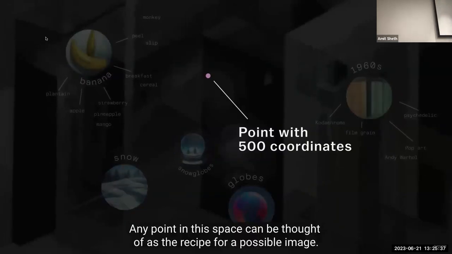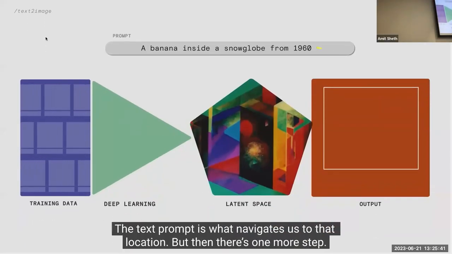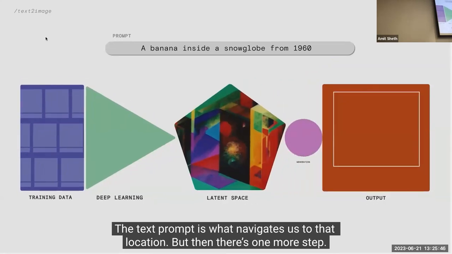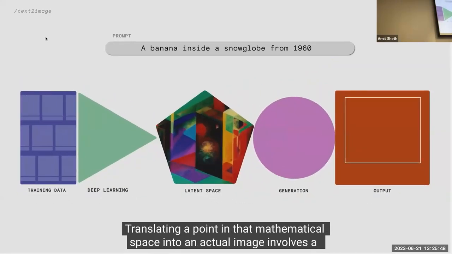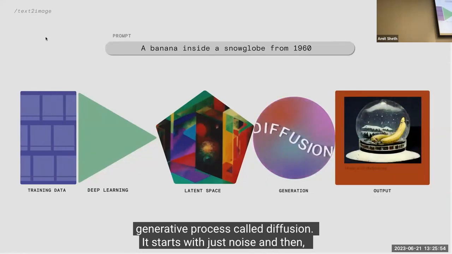Any point in this space can be thought of as the recipe for a possible image, and the text prompt is what navigates us to that location. But then there's one more step, translating a point in that mathematical space into an actual image in pixel space involves a generative process called diffusion.